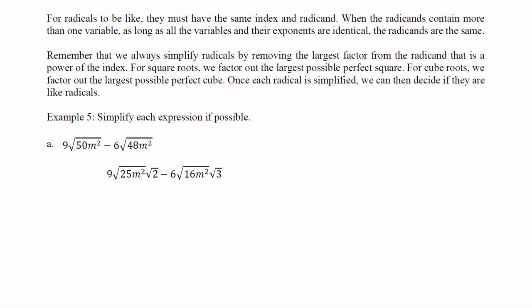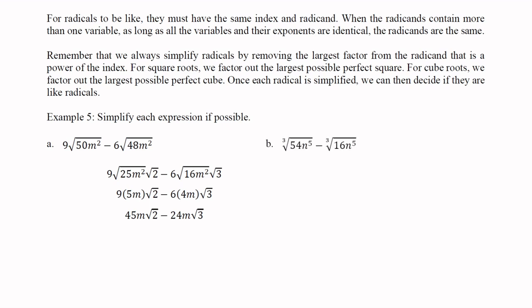And when we simplify the radicals, we get 9 times 5m square root of 2 minus 6 times 4m square root of 3. And that gives us 45m square root of 2 minus 24m square root of 3. And since our final radicals are not like, we cannot combine them. So this is as simple as we can write this expression.